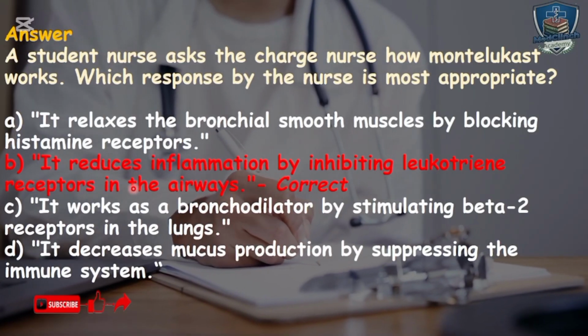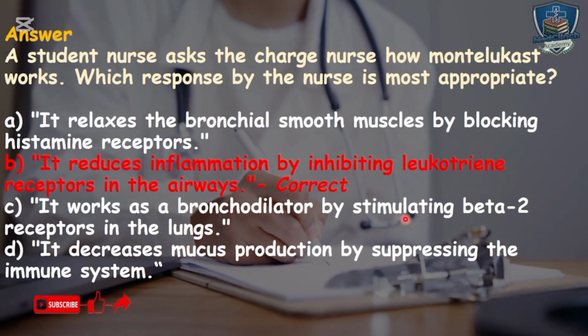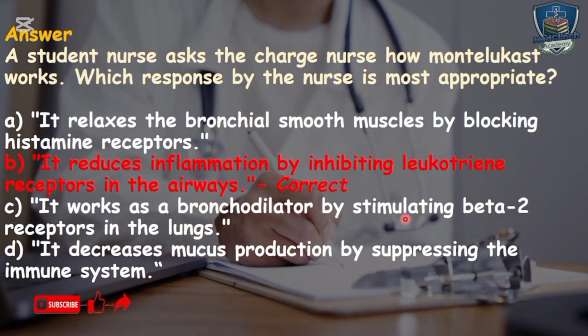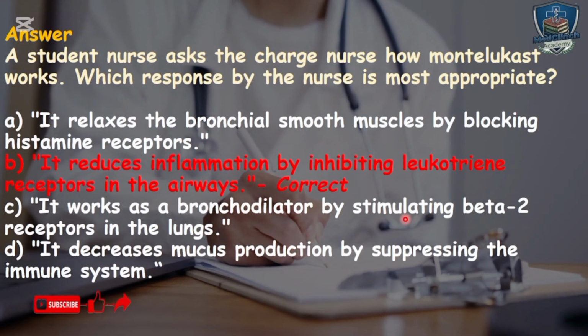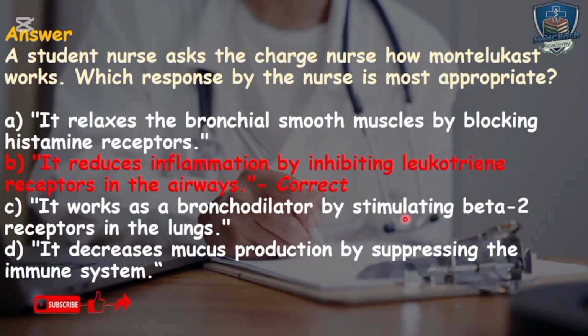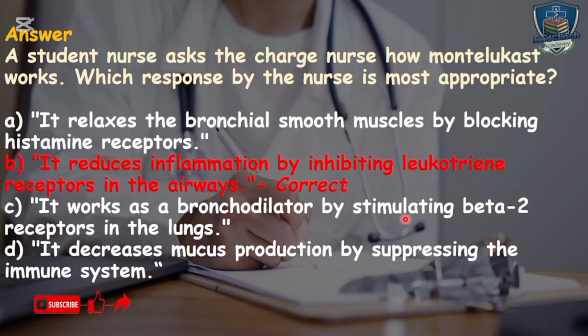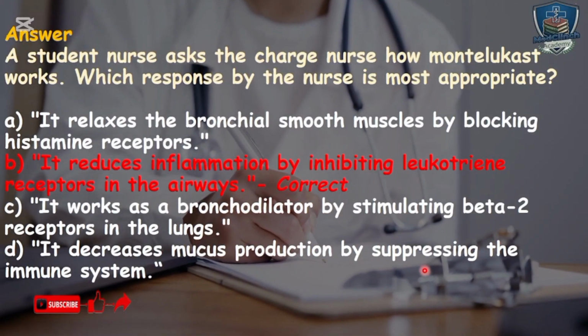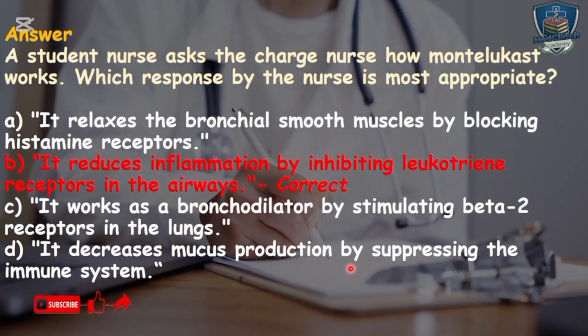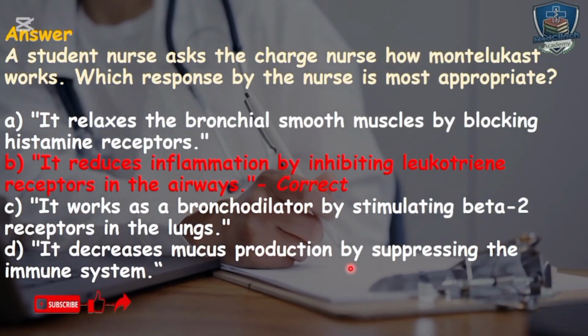Choice C, it works as a bronchodilator by stimulating beta 2 receptor in the lung. No, this is wrong. We know that montelukast is not a beta 2 receptor agonist. So choice C automatically is wrong. And also choice D is wrong. It decreases mucus production by suppressing the immune system. Montelukast is not an immunosuppressant. So choice D is wrong.